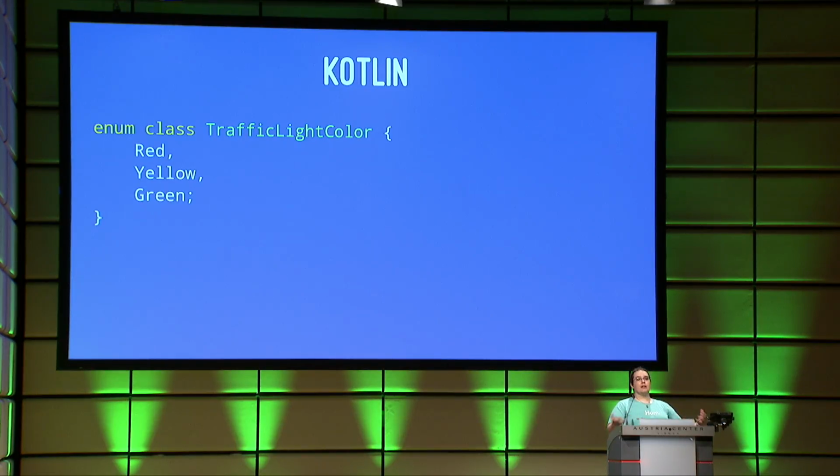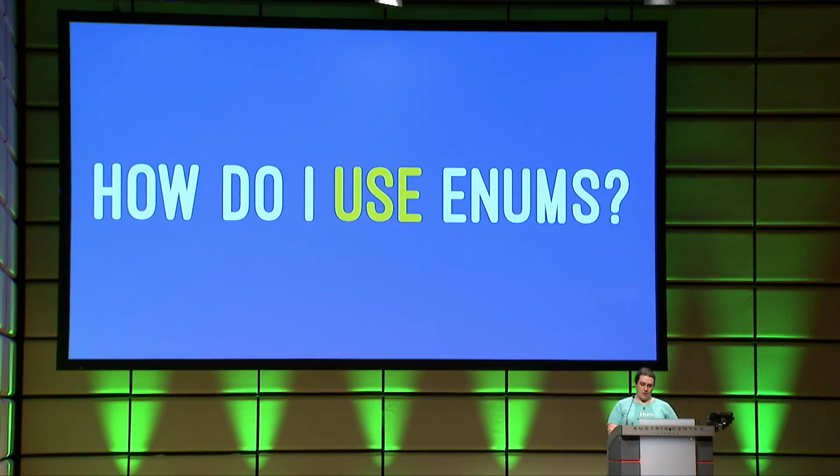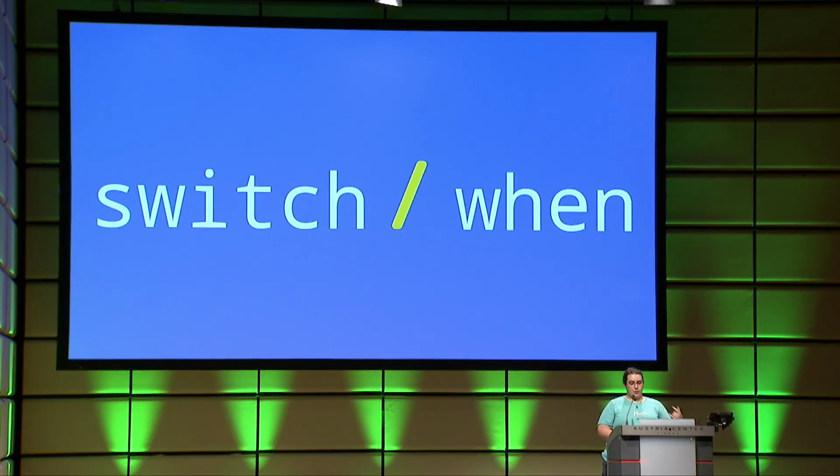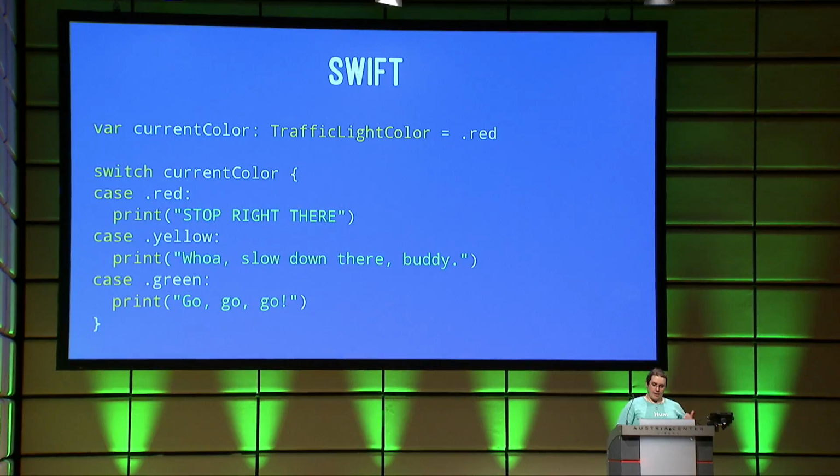So now that you've declared some of these cases, how do you actually use them? So the main way that you can actually use enums when you're working with them is to use either a switch statement if you're using Swift or a when statement if you're using Kotlin. So going back to the traffic light metaphor, if you're using Swift, you can use a switch statement to do different things for each case in the enum. In this case, if the traffic light is red, print stop right there. Yellow, whoa, slow down there, buddy. And green, go, go, go.